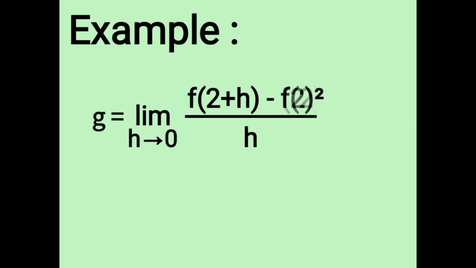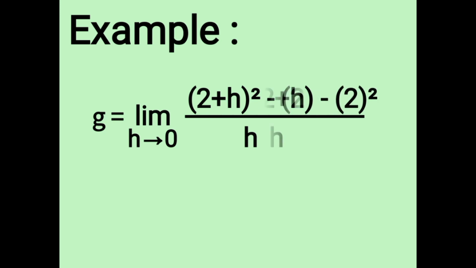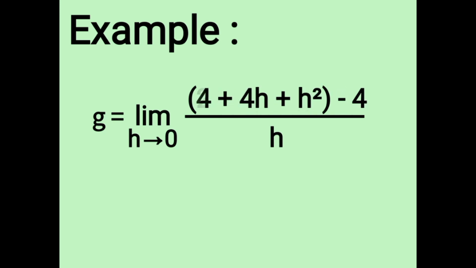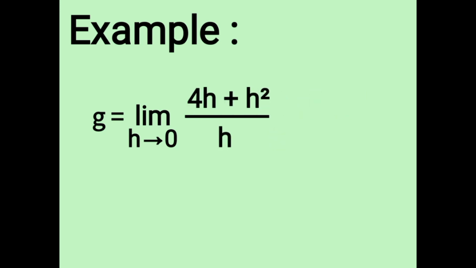Then, g equals the limit as h tends to 0 of ((2 plus h) squared minus 2 squared) over h, which equals the limit as h tends to 0 of ((2 plus h) times (2 plus h) minus 2 squared) over h. Expand the brackets, then g equals the limit as h tends to 0 of (4 plus 4h plus h squared minus 4) over h, which equals the limit as h tends to 0 of (4h plus h squared) over h.